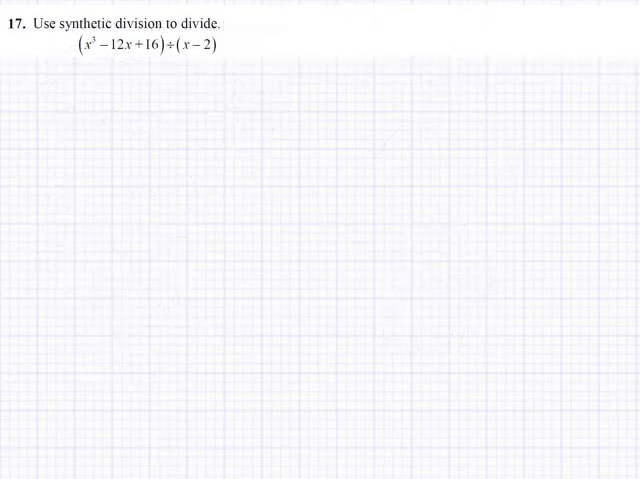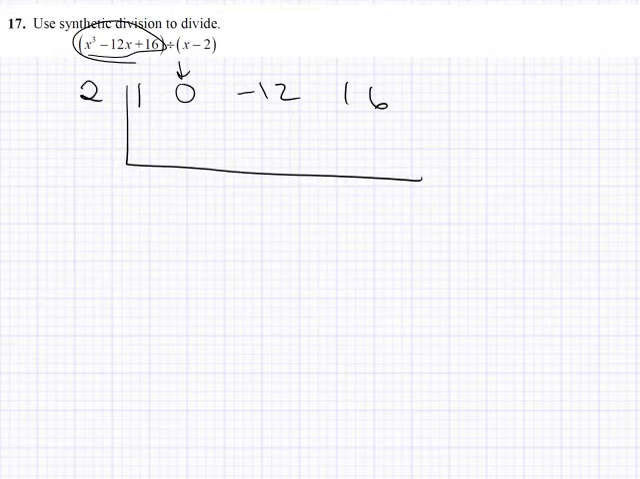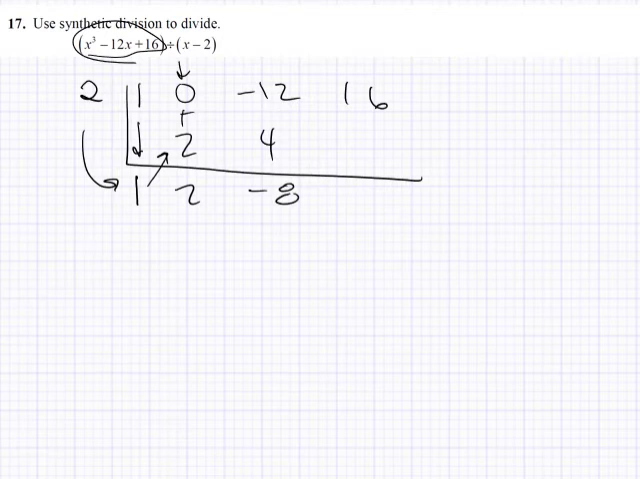Okay, here we want to use synthetic division to divide this. Well, one thing you've got to remember is that we're missing a square in here. So we have 1, 0, -12, 16, 0 for the missing square. We're going to put a positive 2 out here, bring the 1 down, multiply, add, multiply, add, multiply, add.